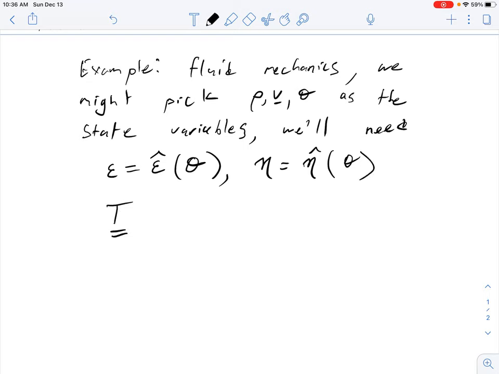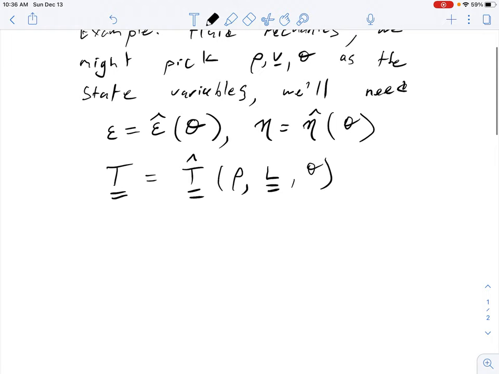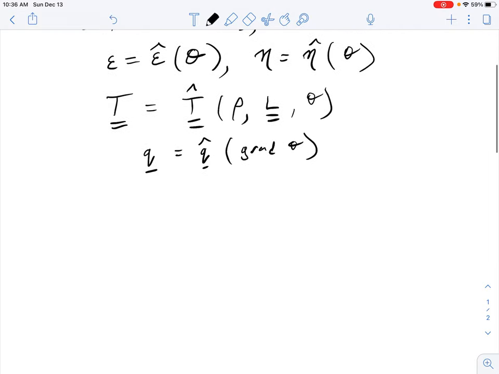Maybe the Cauchy stress is a tensorial valued constitutive response function that's a function of the density, the velocity gradient, and the temperature. And maybe the heat flux q is equal to a vector valued constitutive response function. That one's going to have grad theta. So like I said, we'll put the hat over things to say that it's a constitutive response function for that variable, so we'll denote them.